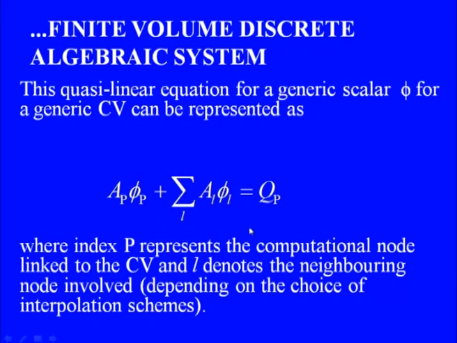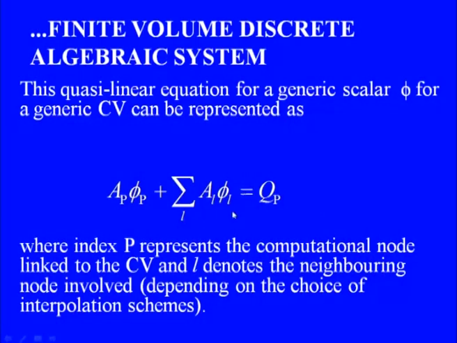Now how many computational nodes would be involved? That would depend on the choice of interpolation schemes and the choices which we have used for the evaluation of surface and volume integrals. In Q_P we would have dumped all the terms which pertain to what we call the load vector, which might come from the sources or from the known boundary conditions. Now this is an equation which we would get for all the control volumes.